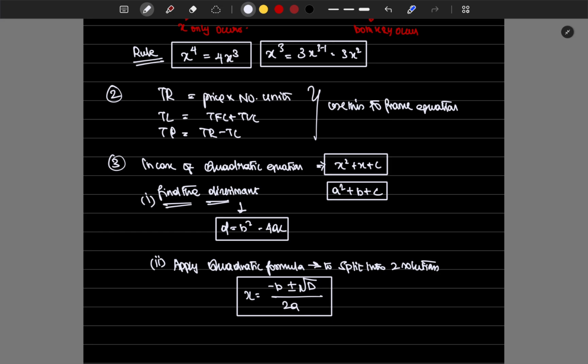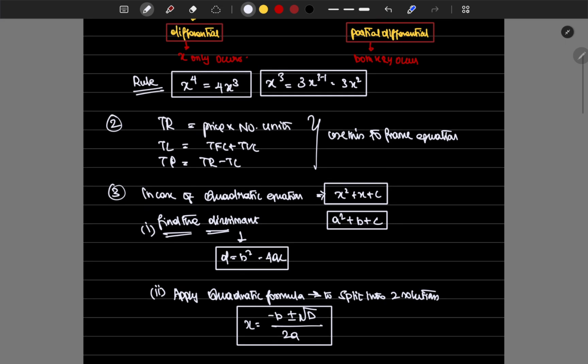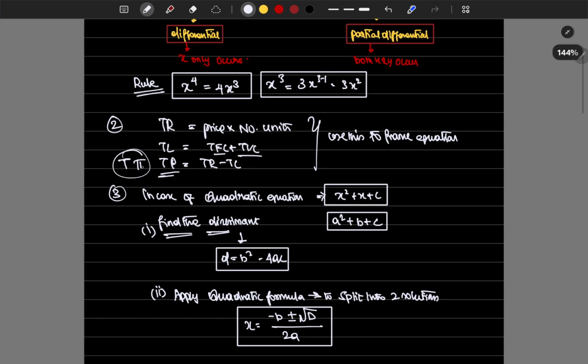As we already know in costing, the total revenue for any sales is the price multiplied by the number of units, and the total cost is the total fixed cost plus the total variable cost. For profit we use the pi symbol. So total profit is equal to total revenue minus total cost.